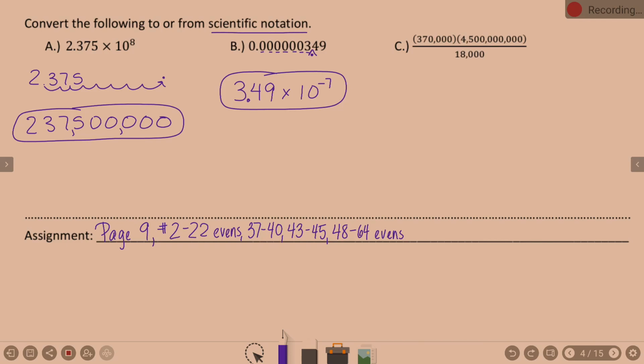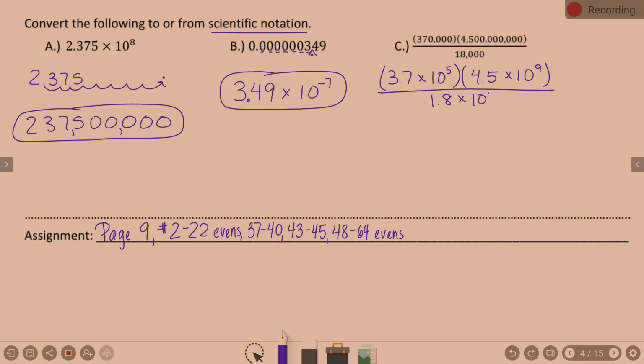370,000, what do you know? 3.7. Okay, 3.7 times 10 to the 5th? Yeah. 4,500,000,000. 4.5 times 10 to the 9th. Okay. 4.5 makes a number between 1 and 10. There are 9 spots between the decimals. Divided by, what's 18,000? 8 times 10 to the 4th.